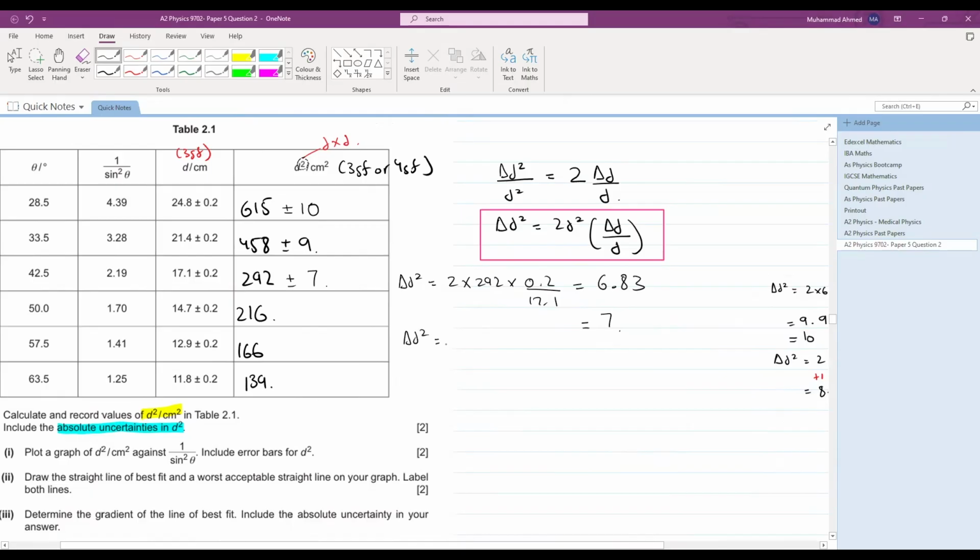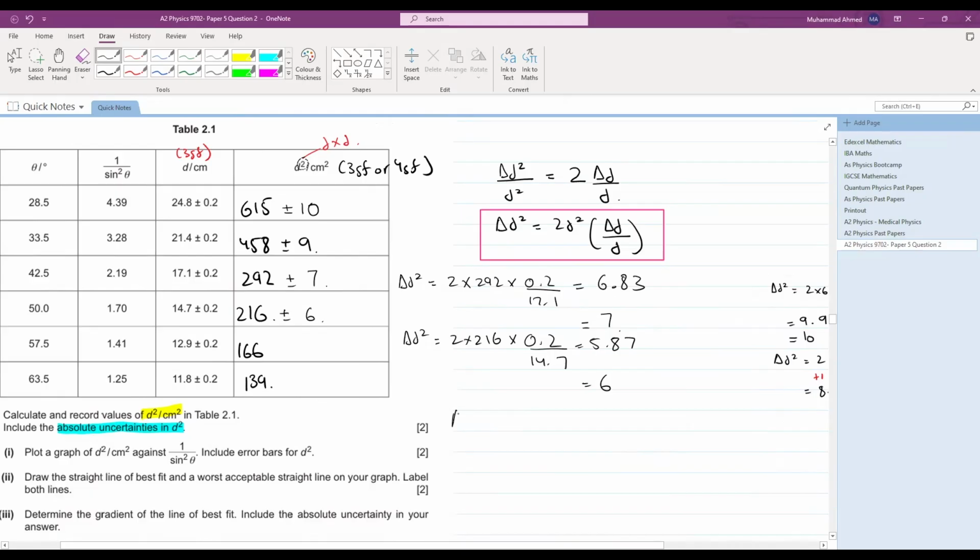Let's do it for the fourth row as well. Absolute uncertainty of d square is equal to what? 2 into 216 into 0.2 divided by 14.7. Can we calculate this? Yeah. Very, very easy. 2 into 216 divided by 14.7. This comes out to be 5.87, which will roughly be equal to 6 if converted to one significant figure.